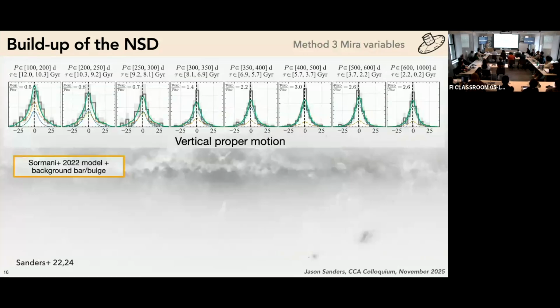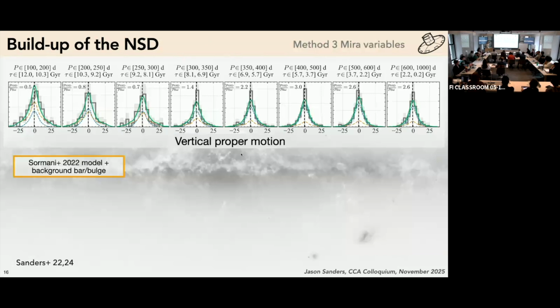Okay, so the way I'm proposing that we understand when the bar formed is by looking at the stellar ages of stars in this region. Because we're looking right through the midplane of the galaxy towards this structure, there's loads of dust in the way, and it becomes very hard to use the first two methods for stellar age determination that I showed. But the thing we can do is find Mira variables in this region. So this is where this method kind of shines.